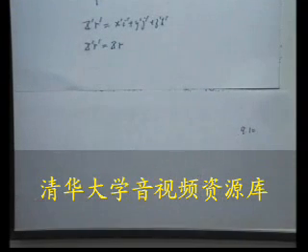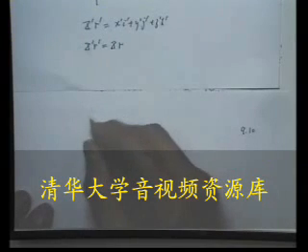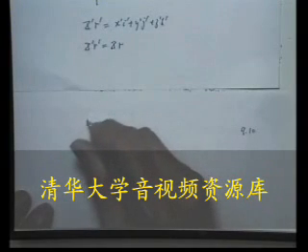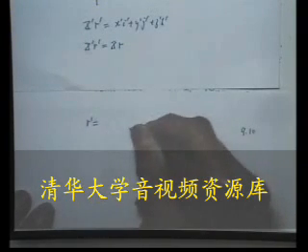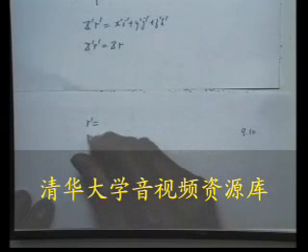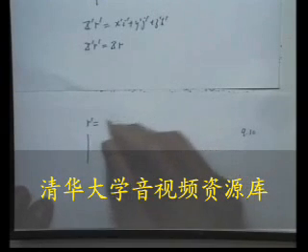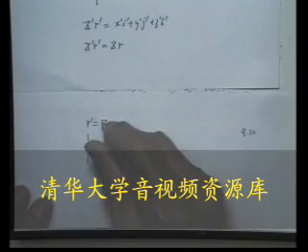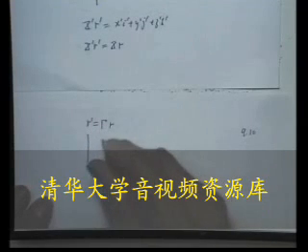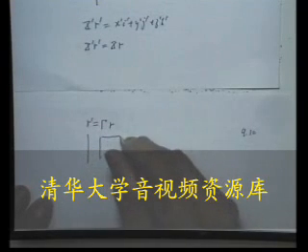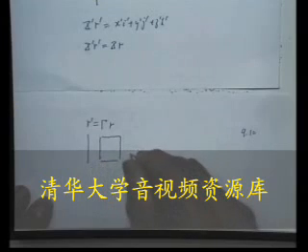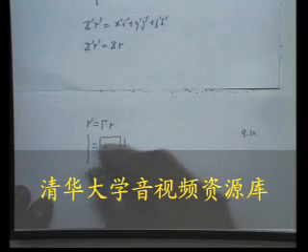So r prime, a column, is equal to a matrix which I shall call gamma times r, where this gamma is a 3 by 3 matrix, and this is r prime.